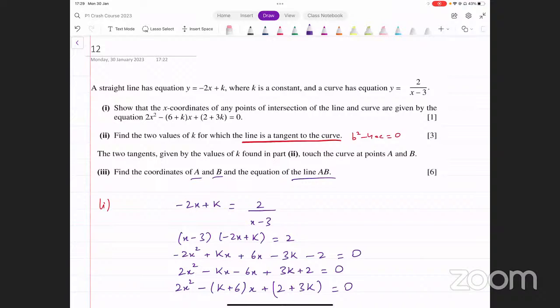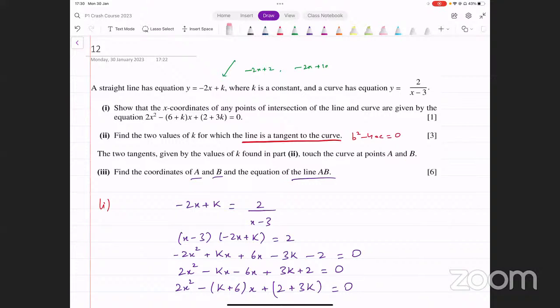All right, so we found some values of k in the second part. It says you get two tangents from that. How? Because if you were to input those values of k in this function, you would get minus 2x plus 2 and minus 2x plus 10. You get two functions from that, and they're both tangents to the curve at points A and B respectively. So they're tangents at different points on the curve. What we need to do here is find the values of A and B.